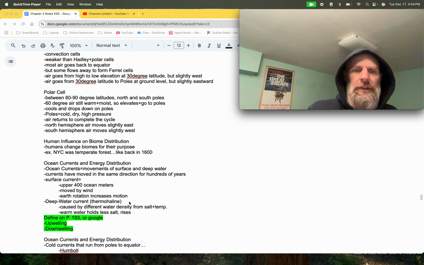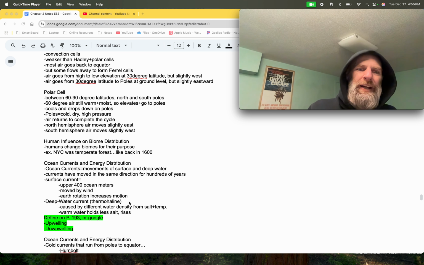Deep water currents. Thermohaline. All right, tried my best with the pronunciation. Caused by different water density from salt plus the temperature. So, yep, it's kind of some cool stuff with the salt water plus the temperature, how you're going to get different water densities. So, warm water holds less salt, so it rises. And then you got that upwelling and stuff.